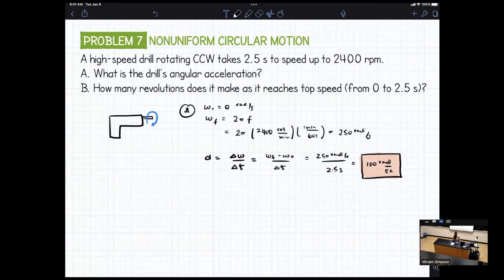Okay? For part B, we want to know how many revolutions does it make as it reaches top speed. So over the time of 0 to 2.5 seconds. Yes, do you have a question? Isn't it 10? So 100 divided by 1. 250? It's 2.5, not 25. Oh, okay. Yeah. Sorry. I mean, maybe the dot's not visible. But anyway, don't worry about it.